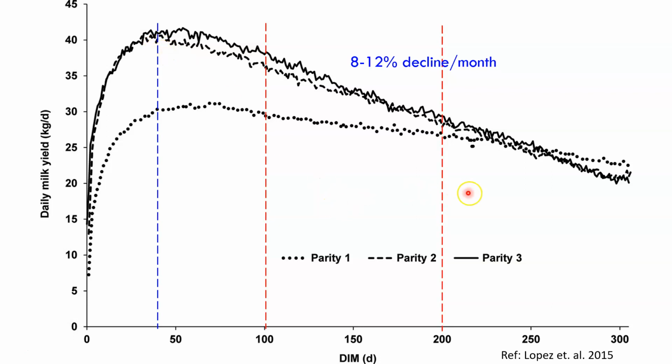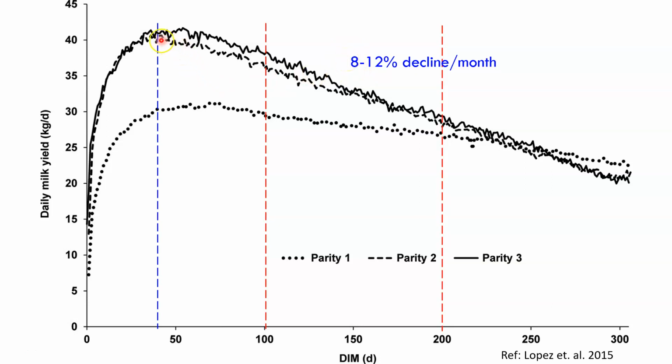And so the three groups: early lactation, mid lactation, and late lactation would be at 100 and 200 days. So every month we expect a decline of about 8 to 12%. Of course, as a good farm manager, a good veterinarian, your goal is to keep the decline close to 8%, not towards 12%. A 12% decline is a rapid decline, but you want to try and keep it around 8%.